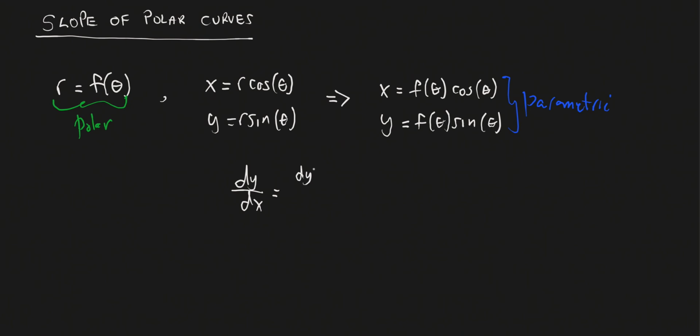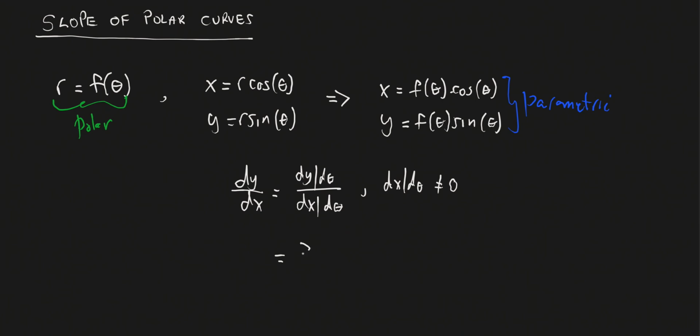So it would be dy d theta divided by dx d theta, provided that dx d theta is not equal to 0. Now, because of how these conversion formulas work, we're always going to end up with a product here. So unless f of theta happens to be a constant, where it doesn't depend on theta at all, because we have one function of theta multiplied by another function of theta, can you tell what derivative rule we're going to have to use? I hope you said the product rule, because that's exactly what we need.